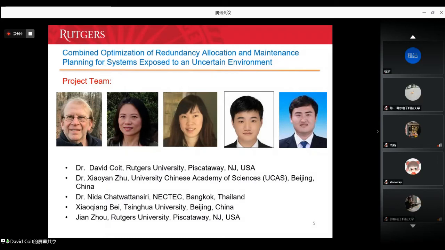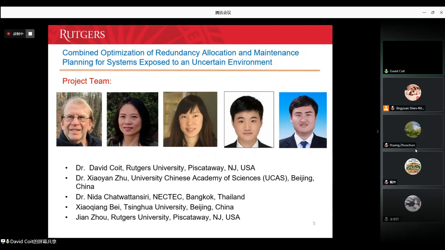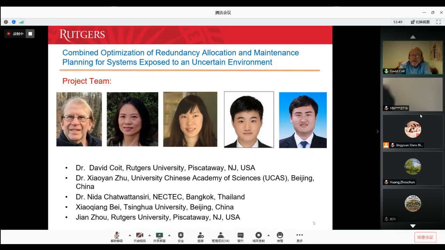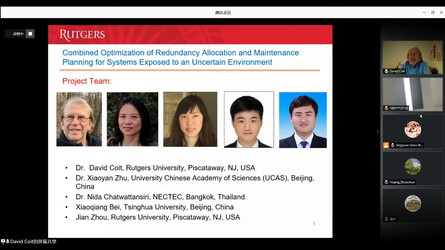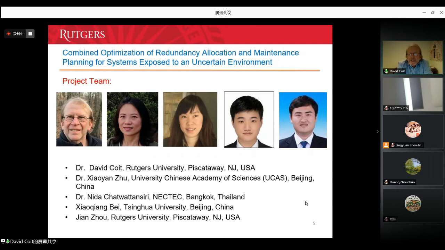And then in 2016 and 2019, last year, I had an invited research position at the University of Chinese Academy of Sciences in Beijing, where we continued to work on that. And the handsome gentleman to the right of Nida, Xiaoqiang, started working on this, and he's now a PhD student at Tsinghua University.